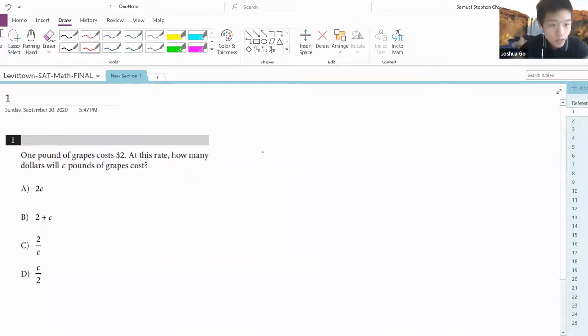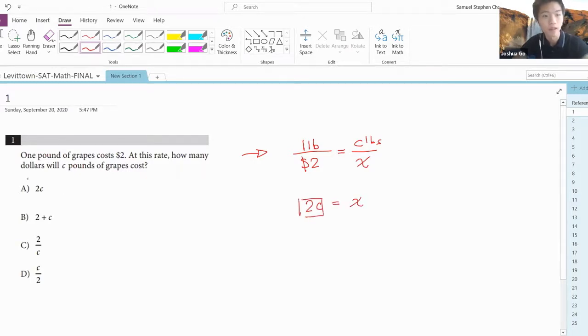The first question asks, 1 pound of grapes costs $2, and at this rate, how many dollars will C pounds of grapes cost? Intuitively, we can simply say it's 2C. However, if you aren't convinced, we can set up a simple proportion: 1 pound of grapes over $2 equals C pounds over X dollars. We can cross multiply these terms and arrive at 2C. And that's A.